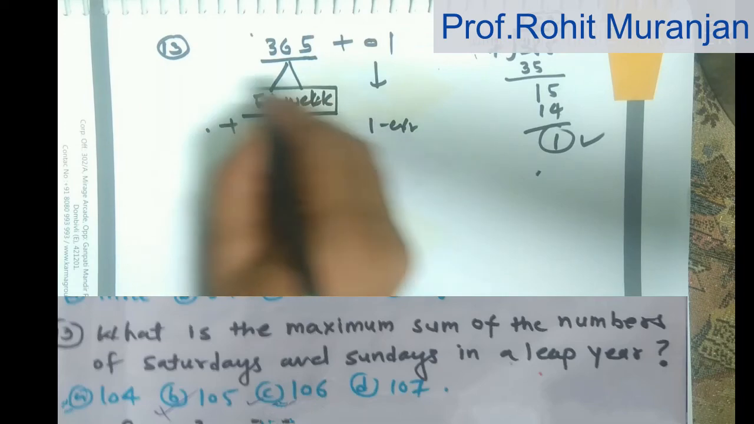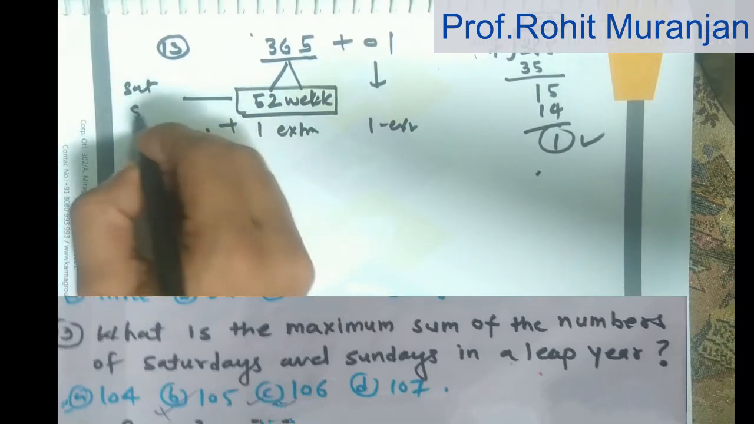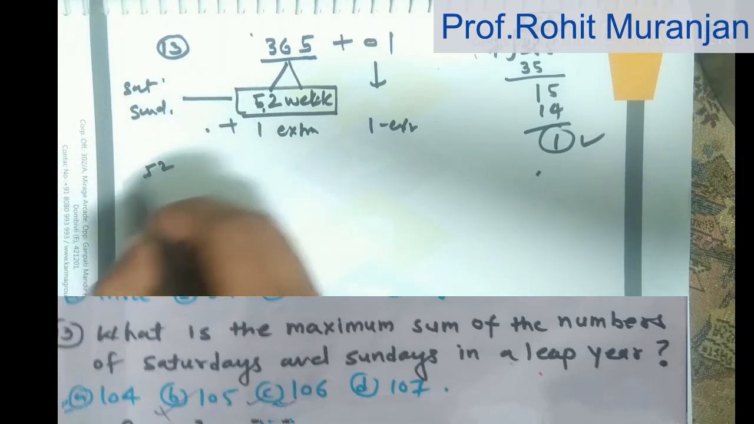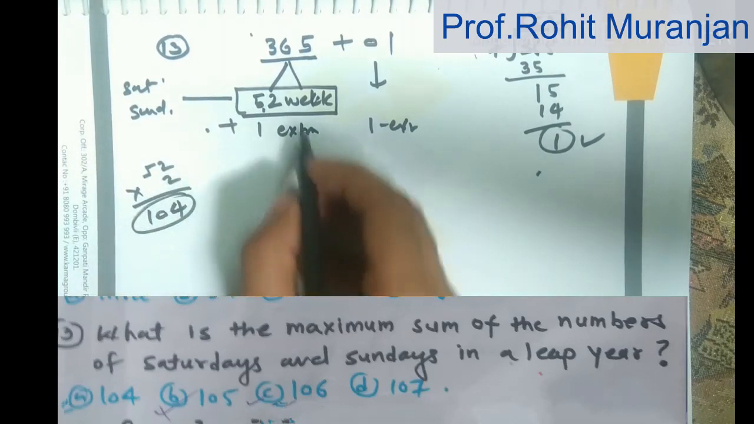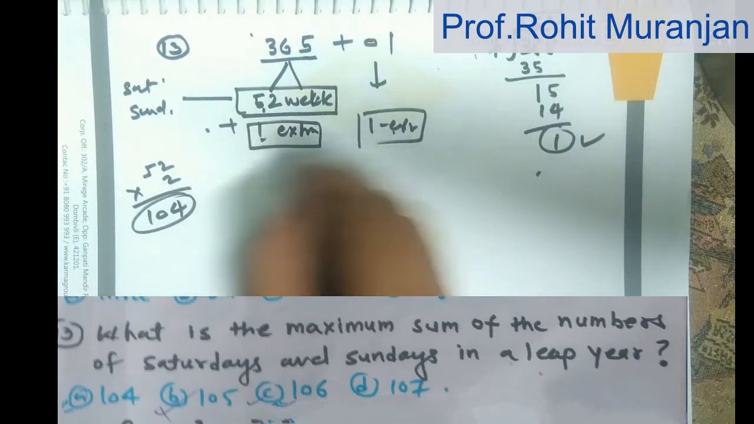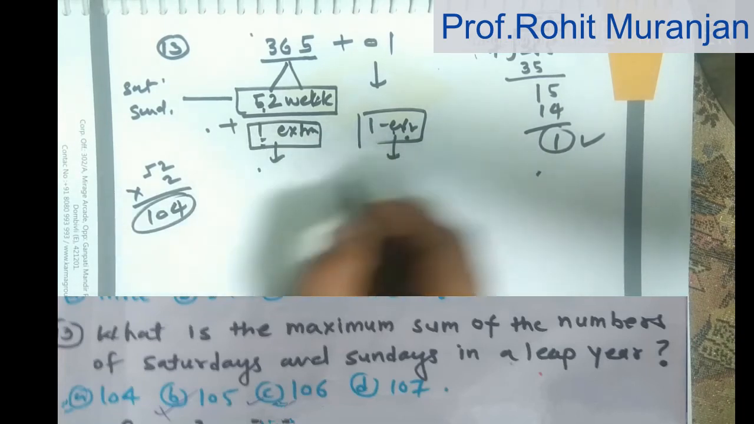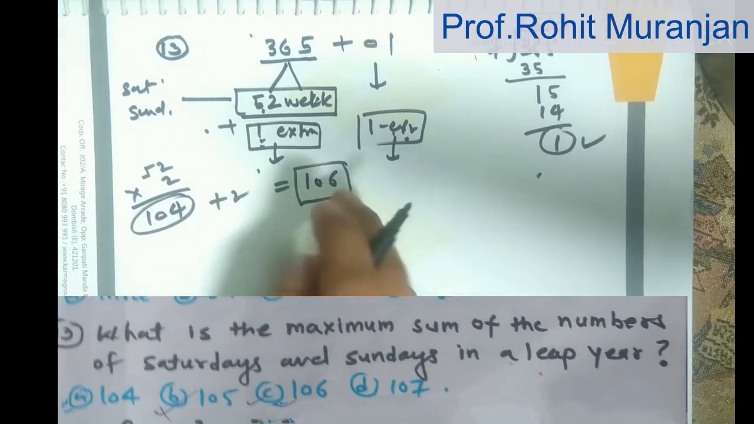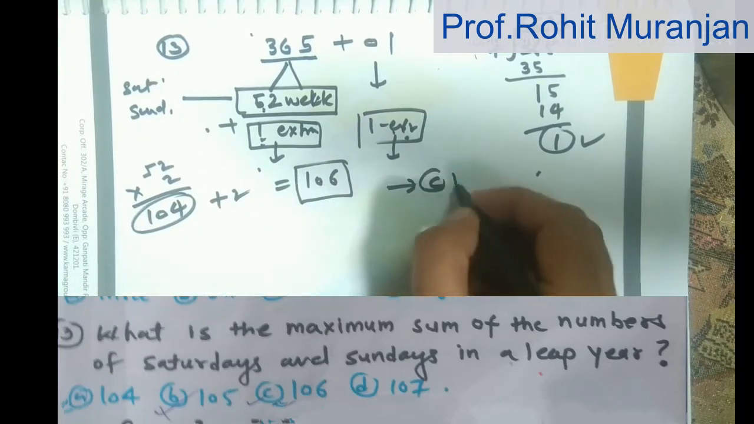So how many Saturdays and Sundays are there in 52 weeks? In a week there is a Saturday as well as a Sunday. So 52 into 2 is 104 Saturdays and Sundays. They are asking for the maximum, so to consider the maximum, these 2 extra days have to be Saturday and Sunday. We add 2 extra days, so the maximum sum will be 106. Option C is going to be correct.